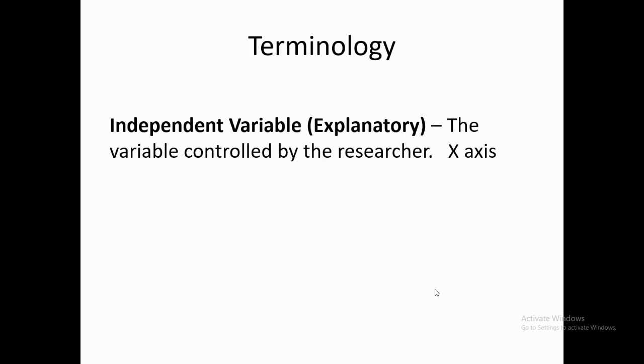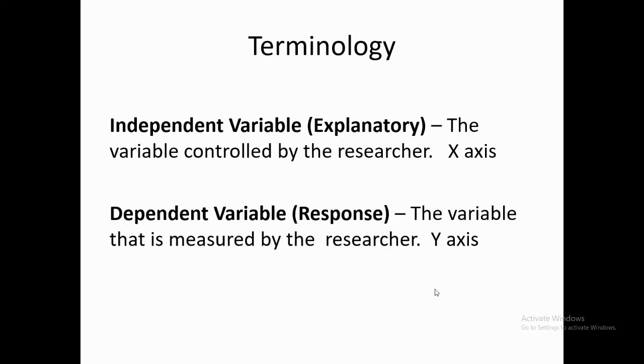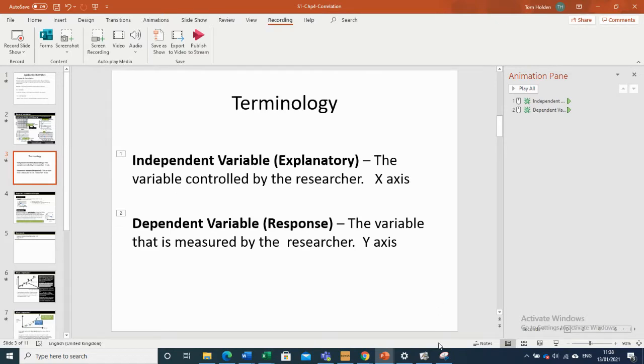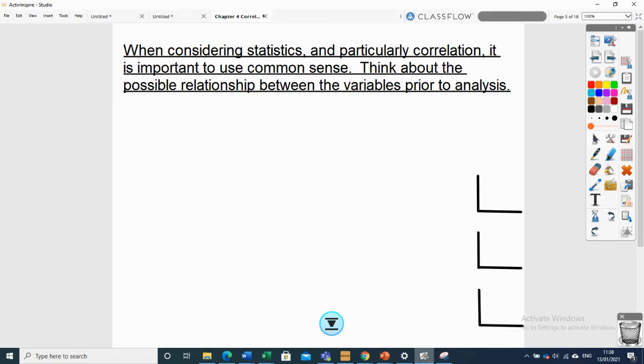the relationship, explanatory variable. Then the other variable we call the dependent variable or the response variable, and this is the one that's measured by the researcher. So what happens when you change the independent variable? What happens to the dependent variable? And that is generally plotted on the y-axis. Okay, so let's have a look at a few examples of this. Go onto this screen here.